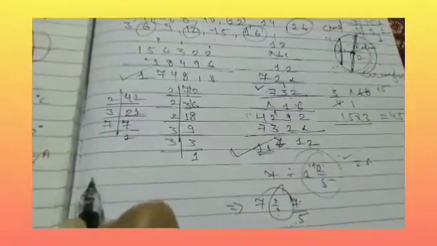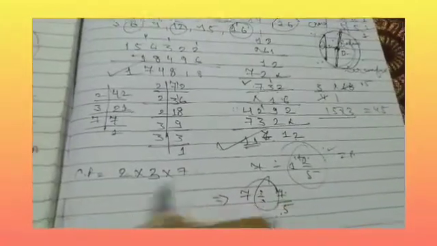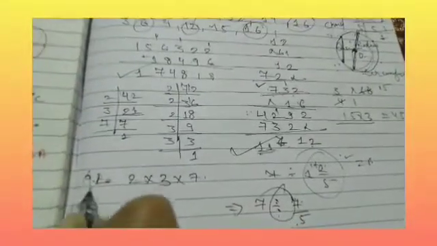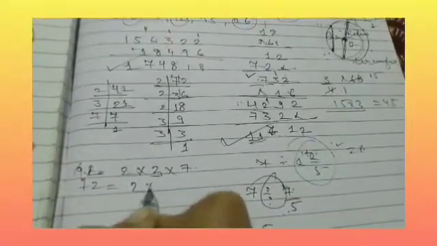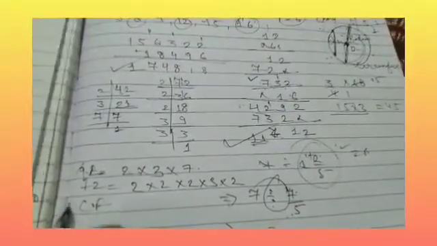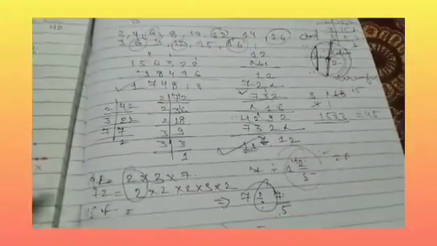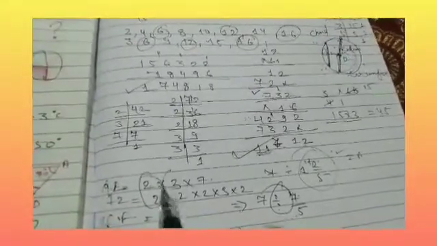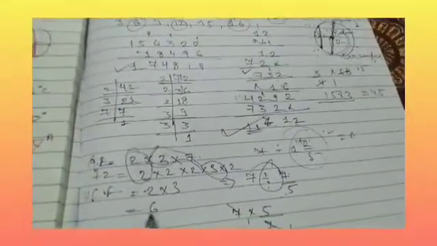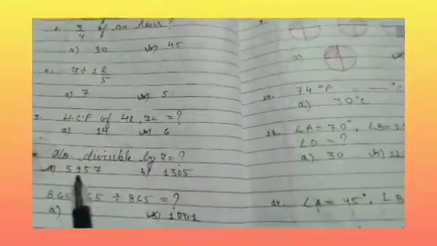So what is the common factor? Factors of 42 will be 2 into 3 into 7. Now factors of 72 will be 2 into 2 into 2 into 3 into 3. So the highest common factor will be 2. Okay. Now what is the next common factor? It is 3. So highest common factor will be 2 into 3 is 6. Okay children? So highest common factor will be 6.